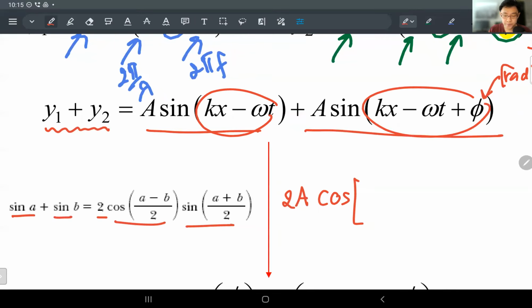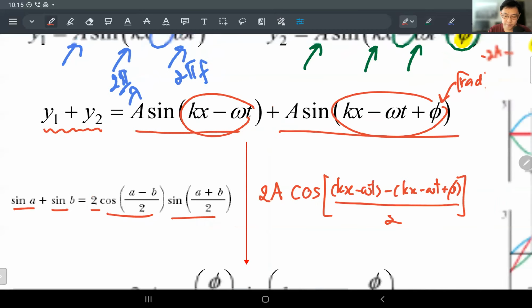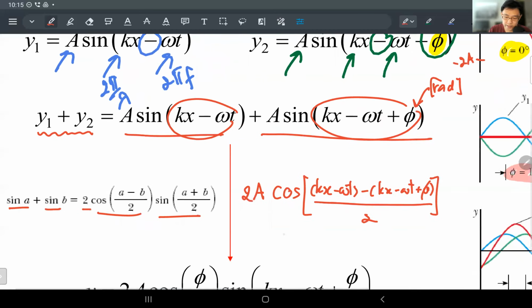divided by 2. Okay. So let me do it in full over here so you guys can follow. This is what I'm going to write out here. Divided by 2. That is the cosine term over here. Now I follow this with the sine term, which is just the sum over 2. So just do kx minus omega t plus kx minus omega t plus phi, the whole thing divided by 2.